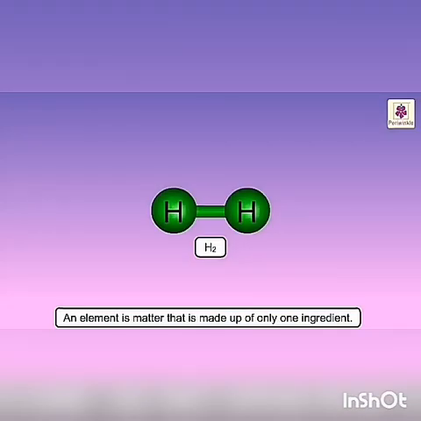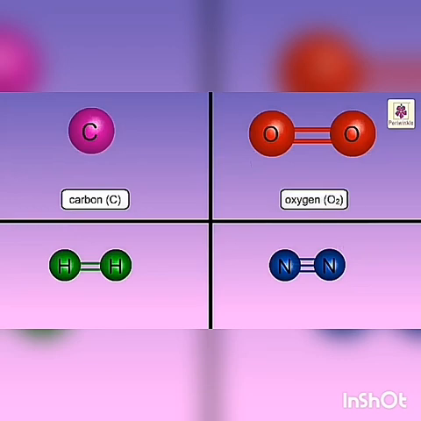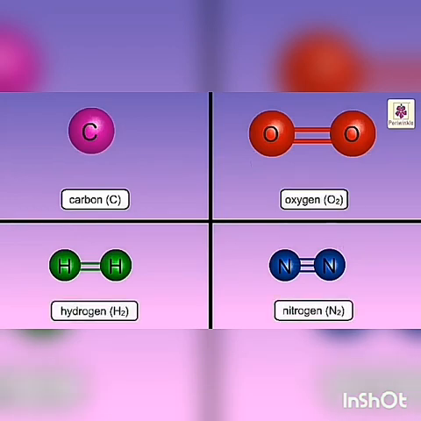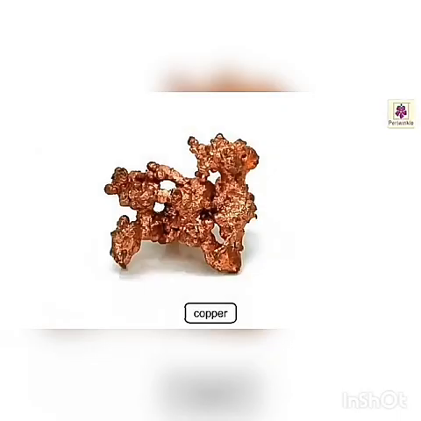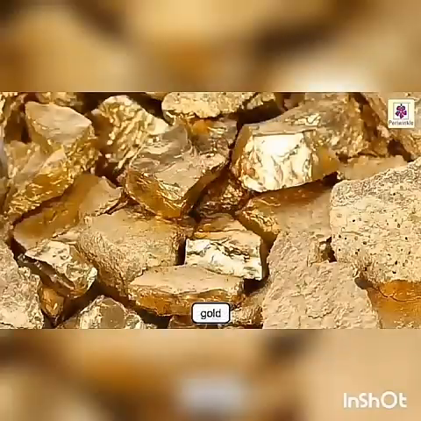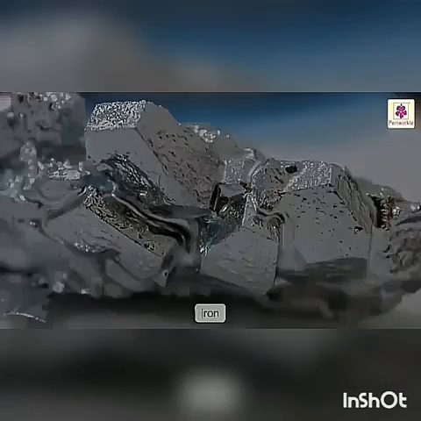An element is matter that is made up of only one ingredient. Carbon, oxygen, hydrogen and nitrogen are non-metallic elements. A molecule of hydrogen gas is formed when a pair of hydrogen atoms join together. So, H plus H gives H2. H2 is a molecule and H represents atom. Copper, gold, silver and iron are metallic elements.